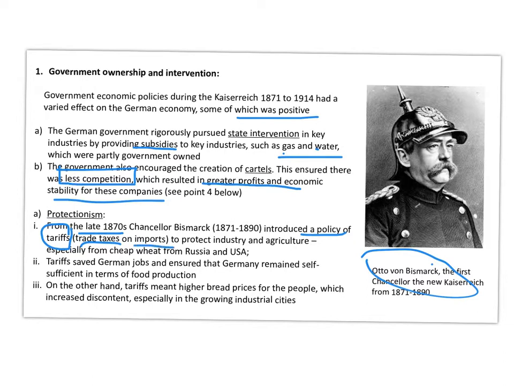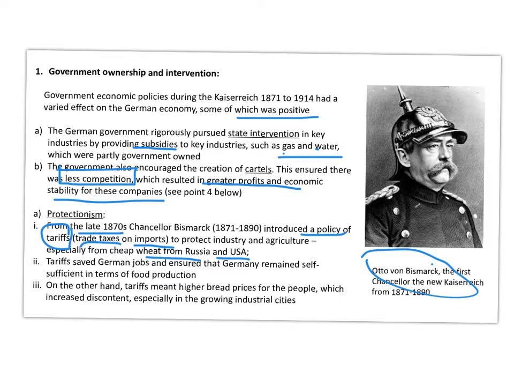Now, imports are goods from other countries, when other countries want to sell their goods on the German market. So, for example, wheat from Russia or America. Let's say American farmers wanted to sell their wheat to German customers. They've obviously got to bring their wheat into Germany. So a tariff is when the American businessmen bring their wheat across the German border into Germany, they have to pay a tax to the German government, and that's what we call a tariff. It's a trade tax.